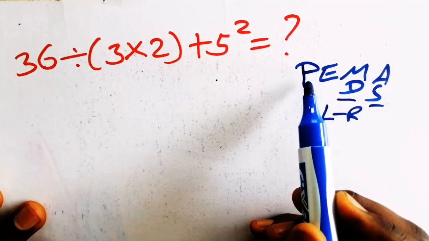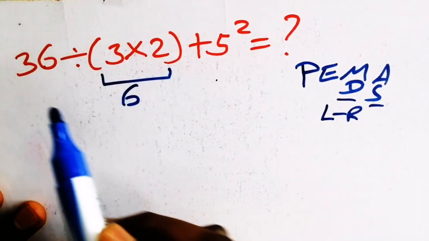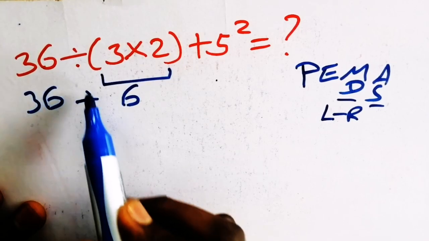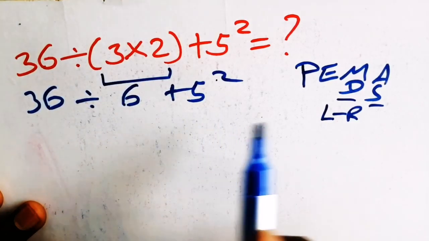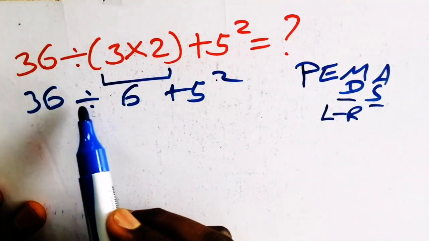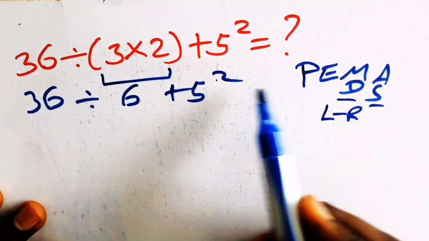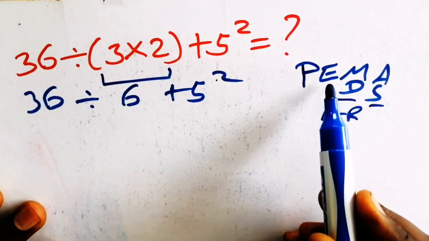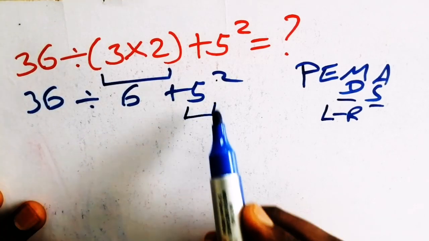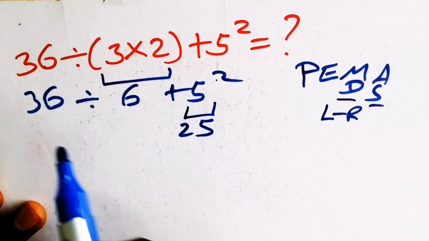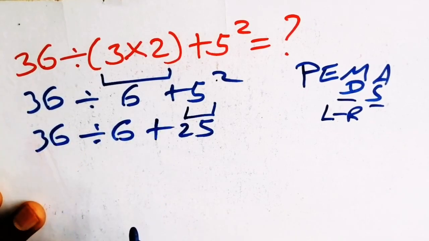first, the parentheses. We have to do this parenthesis, 3 times 2, which equals 6. Then here we have 36 divided by 6 plus 5 squared. Next, this exponent, because here we have a division, an addition and an exponent. According to PEMDAS, the exponent comes before this division and this addition. 5 squared means 25. Therefore here we have 36 divided by 6 plus 25.